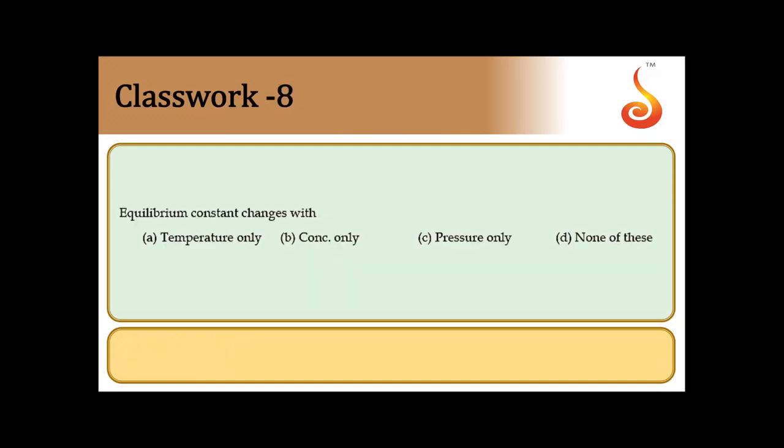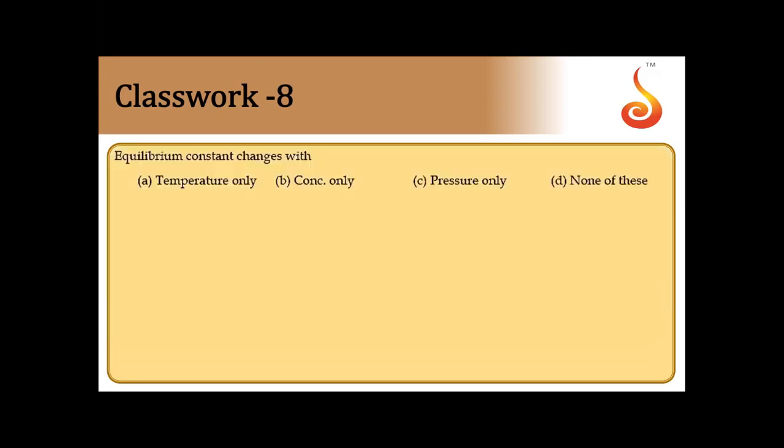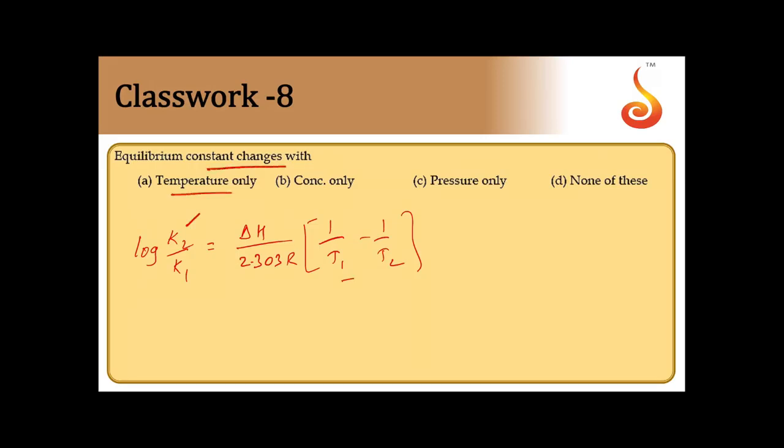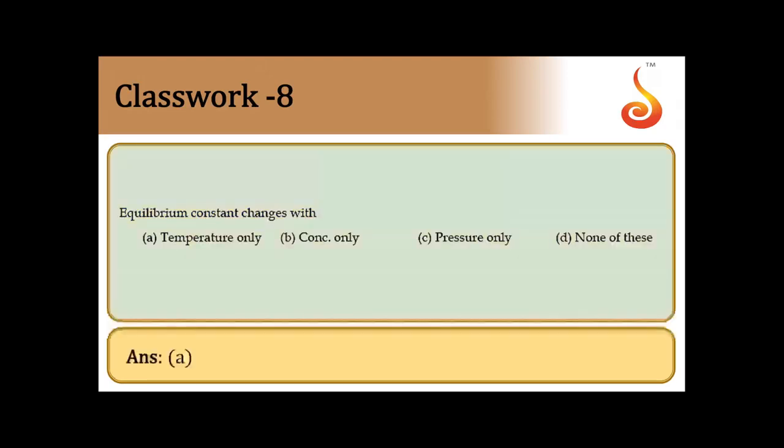Option C. Then, equilibrium constant changes with? It is actually independent of concentration, pressure as well as catalyst. It depends only on temperature. We have a relation for the temperature dependence of equilibrium constant: log of K2 by K1 is equal to delta H by 2.303 R into 1 by T1 minus 1 by T2. This gives the relation between the equilibrium constant and temperature. So the equilibrium constant changes only with temperature. So option A is the answer.